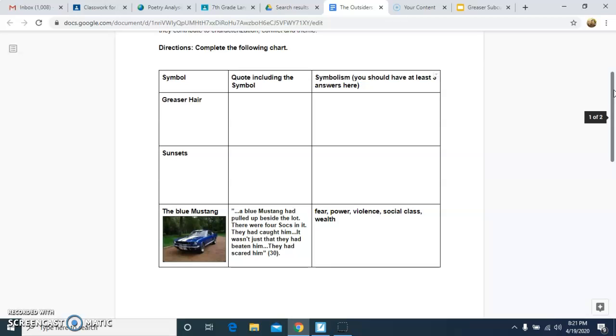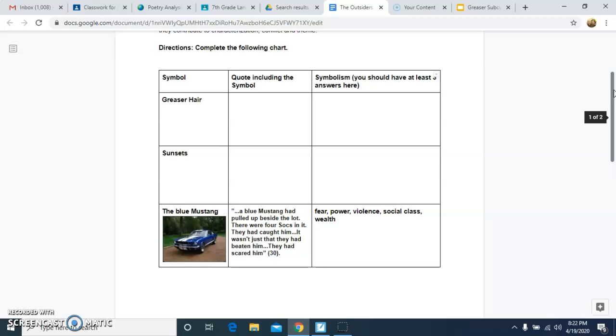In the second column, you need to have a quote which includes a reference to the symbol. It may not say greaser hair exactly, but it might be a quote that is about somebody's hair. And then you need to explore the symbolism of the symbol. So what do you think it symbolizes? I've given you the blue Mustang. I've given you a quote there from page 30 that includes the blue Mustang in it. And when we think about the blue Mustang and the fact that Bob Sheldon, the Soc, is the one that drives it around, there's a couple things that pop up.